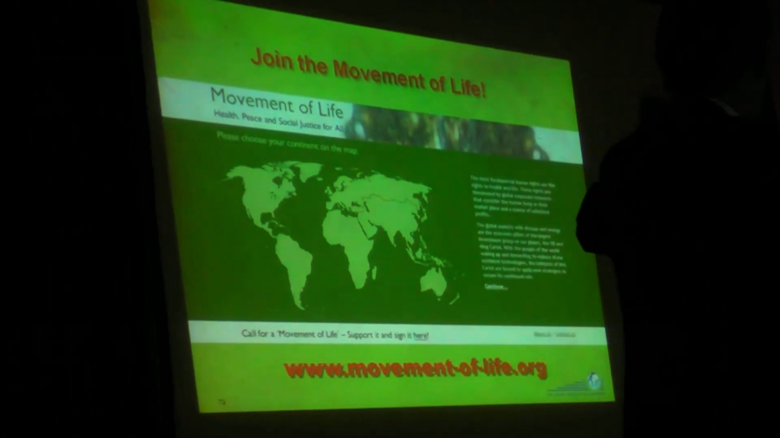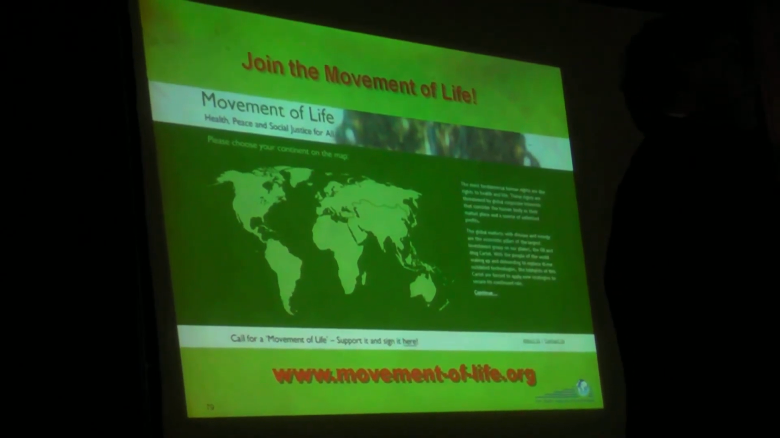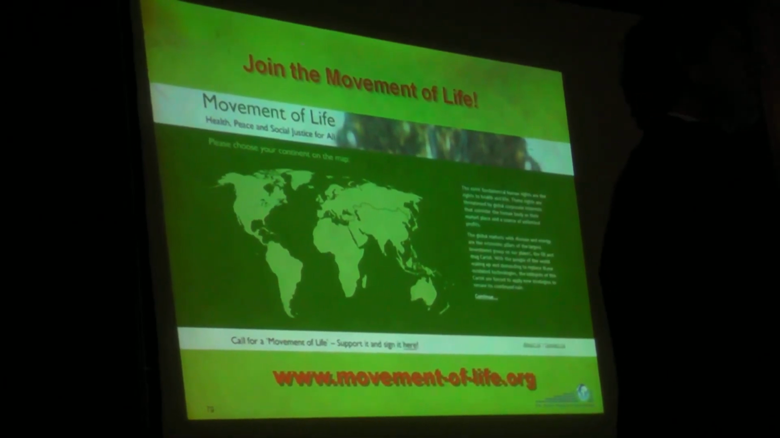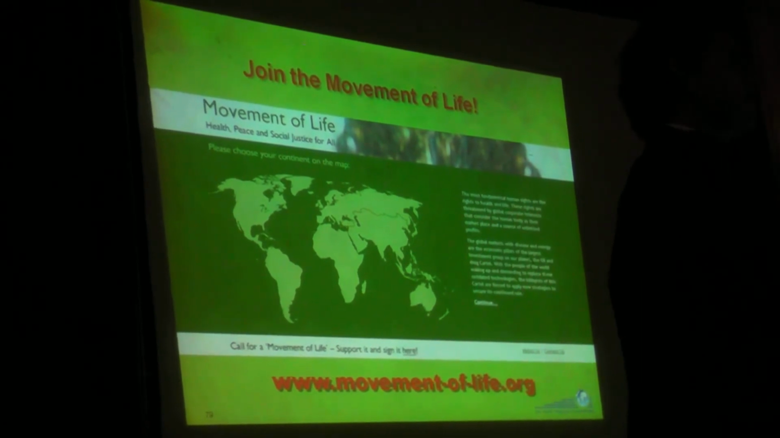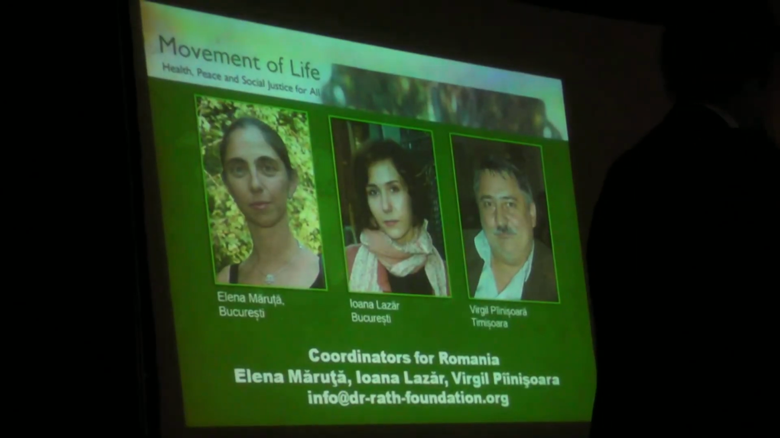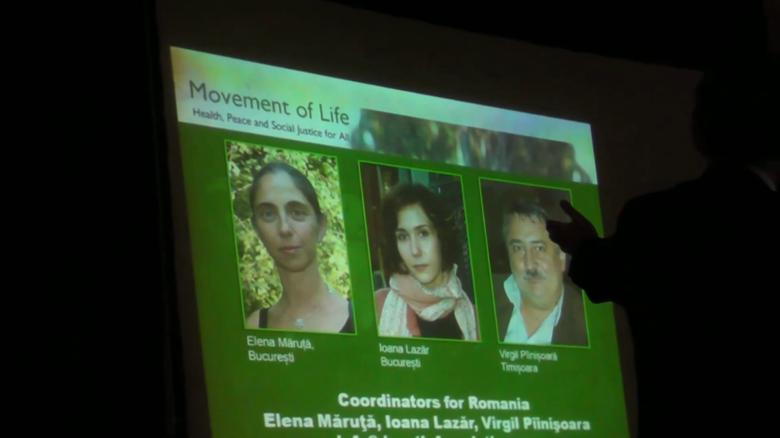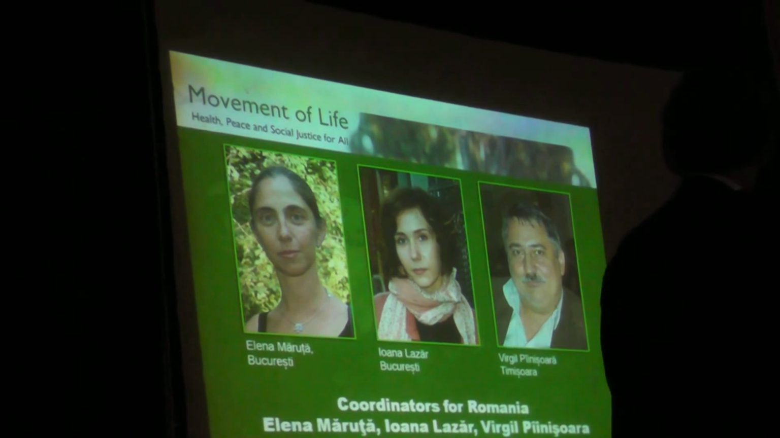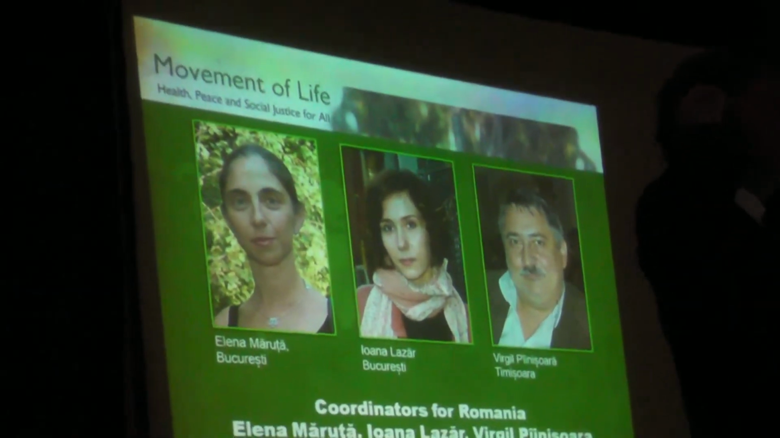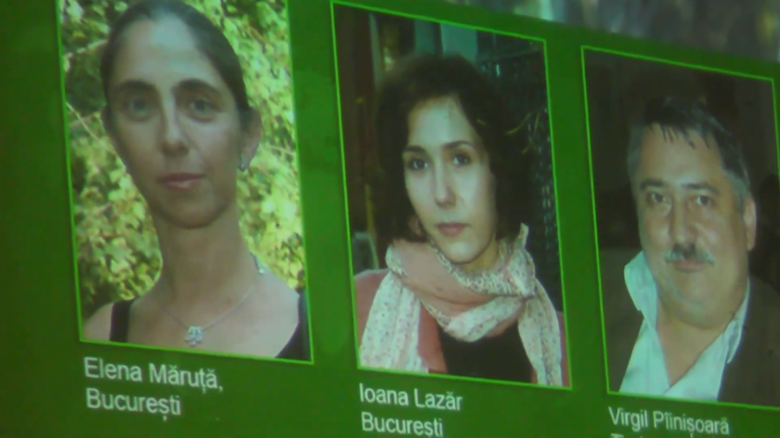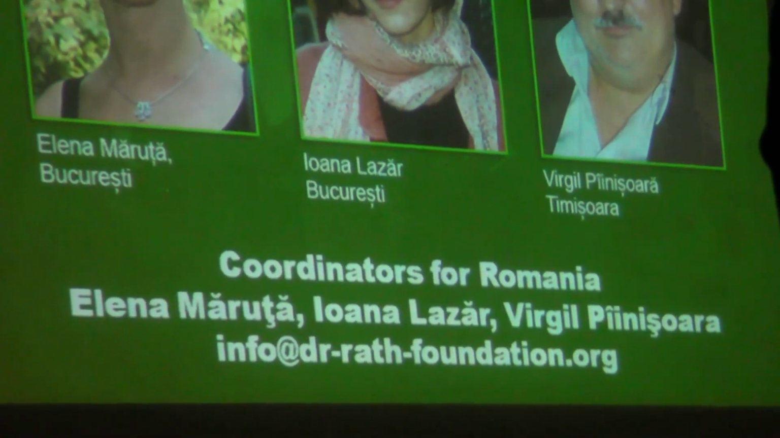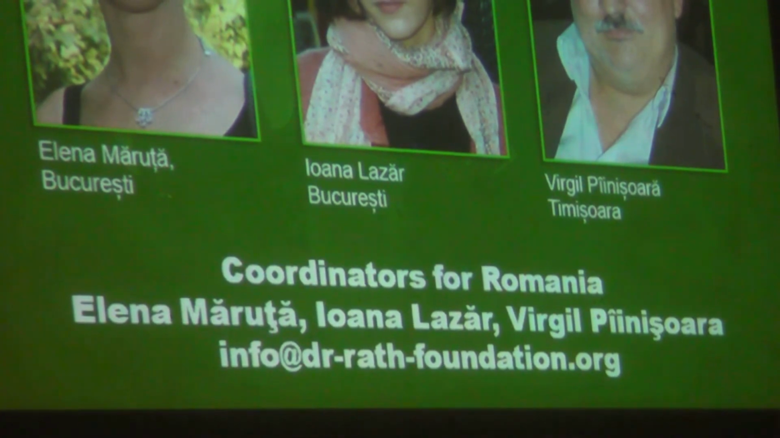Very shortly, when you click on Europe, there'll be an option for Romania, and there'll be material in the Romanian language, and the means of contacting Virgil and our other coordinators. Our coordinators in Romania are these two ladies here, Elena and Joanna from Bucharest, and Virgil here from Timișoara. Virgil will be looking after Timișoara and the western region of Romania, and these two young ladies will look after Bucharest and the east. You can contact them at the moment by this email address.